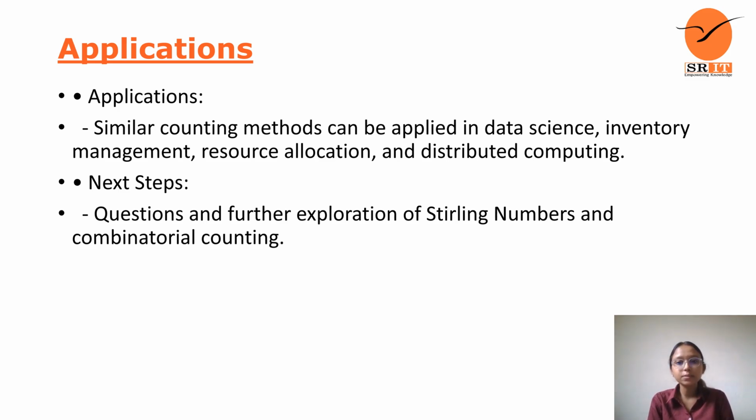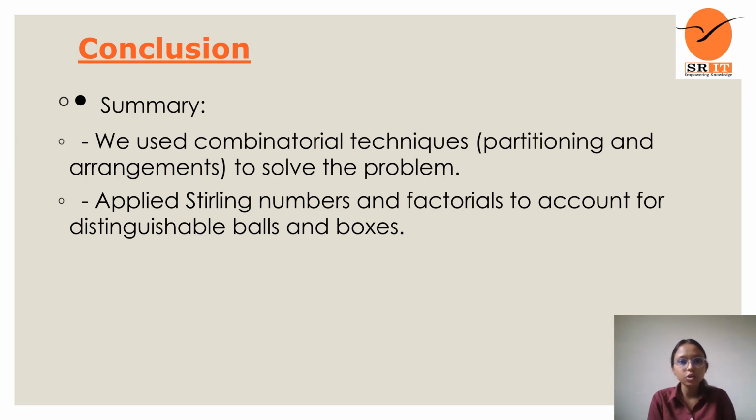So this was how we explored this question, and we understood the importance of permutation and combination. So what is the conclusion? We used combinatorial techniques, that is partitioning and arrangements, to solve the problem, applied the Stirling numbers and factorials to account for distinguishable balls and boxes, and we finally understood the answer as well.